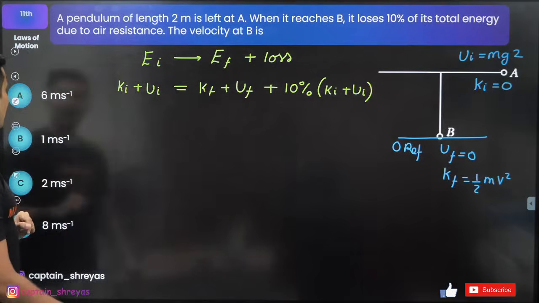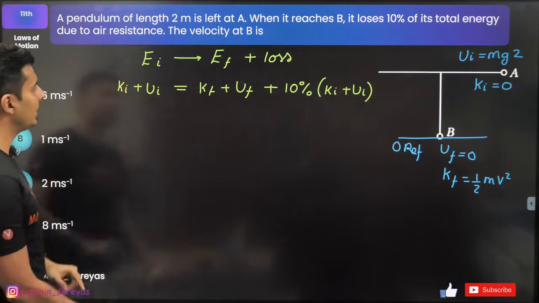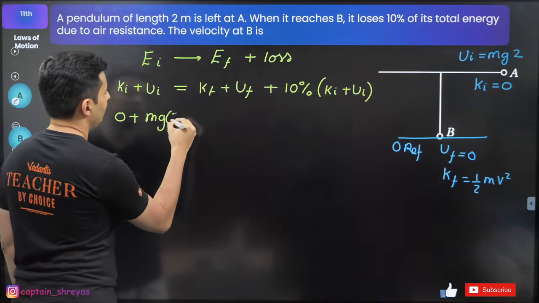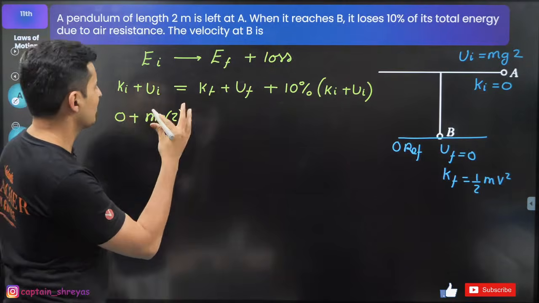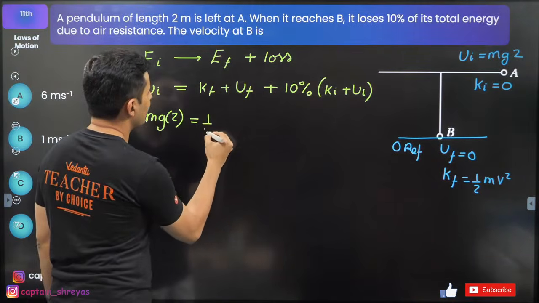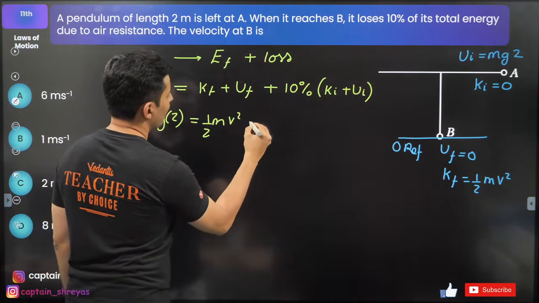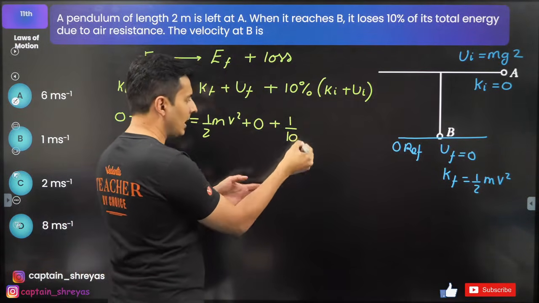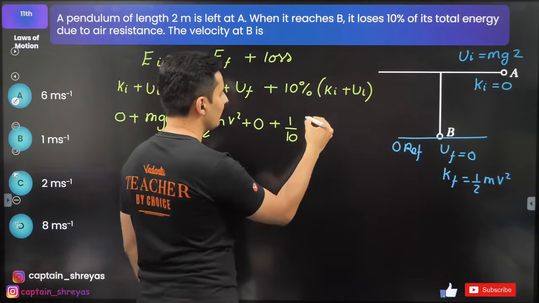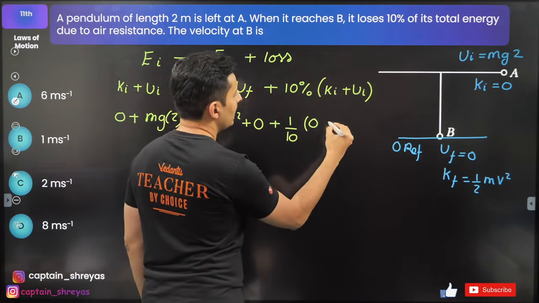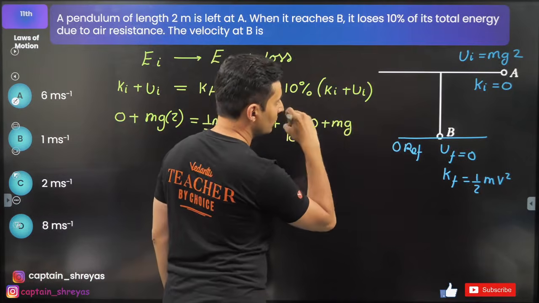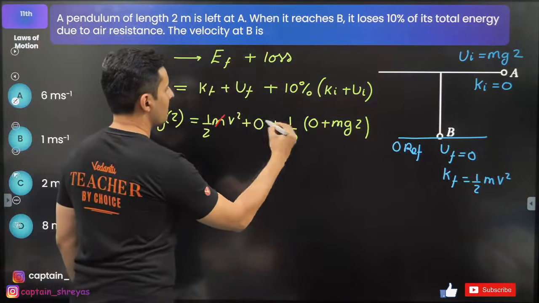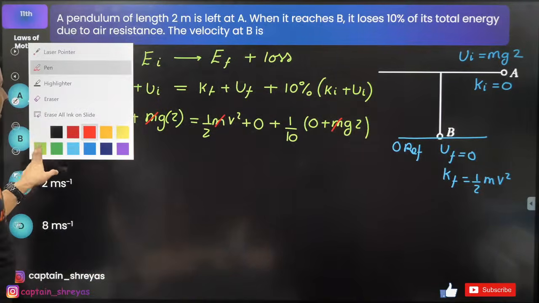So here I'm just starting to substitute: initial kinetic energy 0, initial potential energy mgh, mass I think is going to get cancelled maybe, finally it's half mv square, final potential energy 0, 10% that is 1/10 or 10 by 100, one and the same thing, initial kinetic 0, initial potential energy mg into 2. Great. Now what's going to happen over here is m just gets cancelled, and let's start solving this.